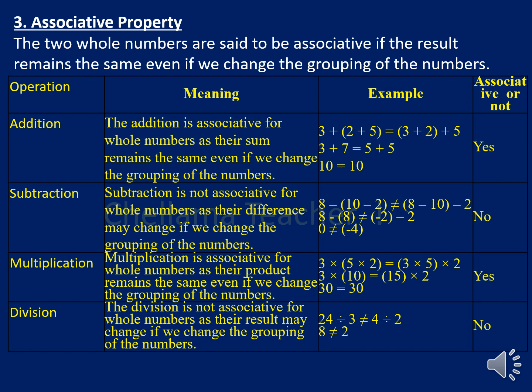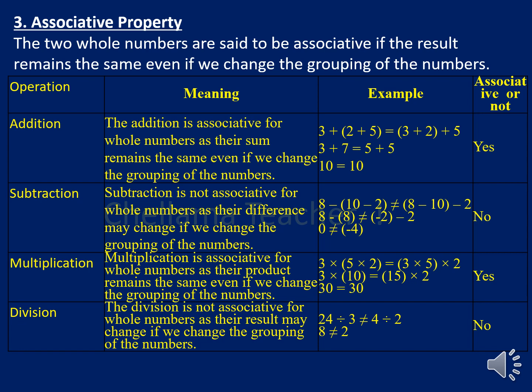(3 plus 2) plus 5 is equal to 3 plus (2 plus 5). So here 2 plus 5 is 7. So 3 plus 7 is equal to 5 plus 5. So 10 is equal to 10. So addition is associative for whole numbers.